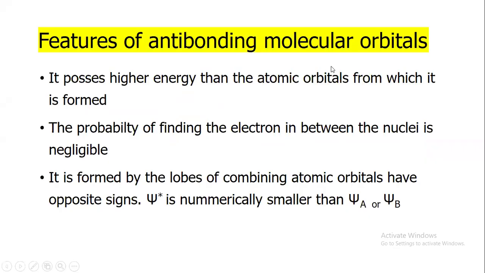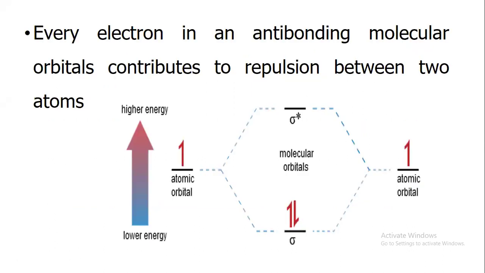Features of antibonding molecular orbitals: it possesses higher energy than the atomic orbitals from which it is formed. The probability of finding the electron in between the nuclei is negligible. It is formed when the lobes of the combining atomic orbitals have opposite sign. Psi star is numerically smaller than psi A or psi B. Every electron in an antibonding molecular orbital contributes to repulsion between two atoms, that is, sigma star.